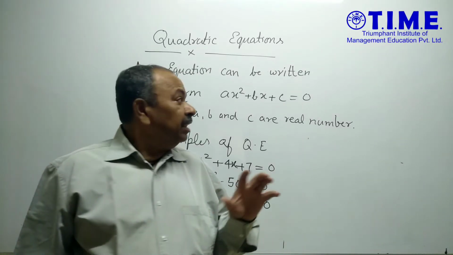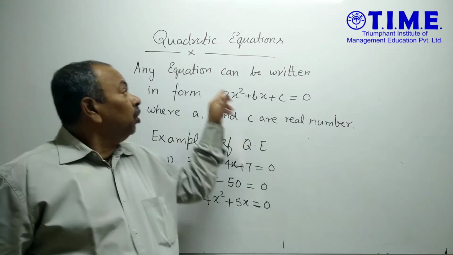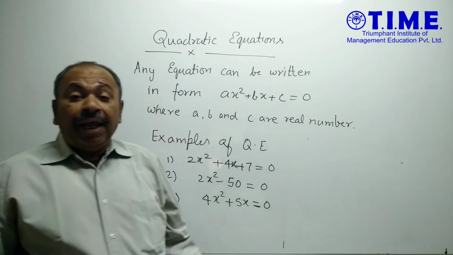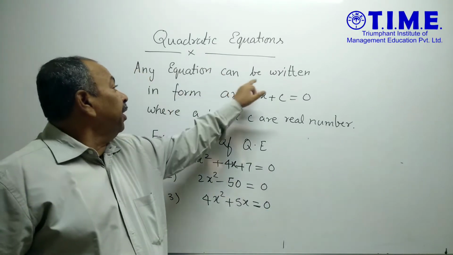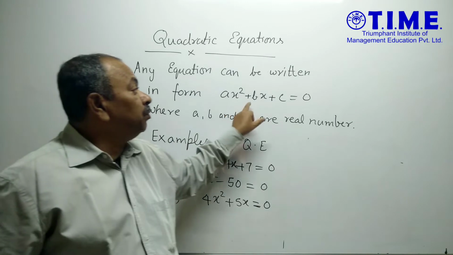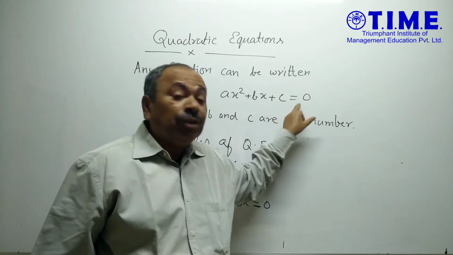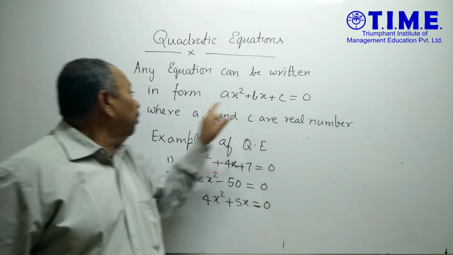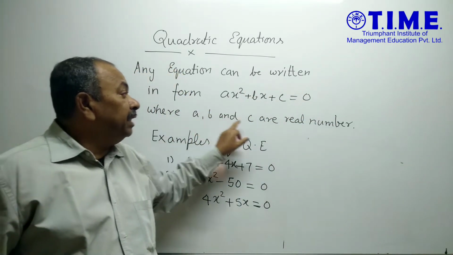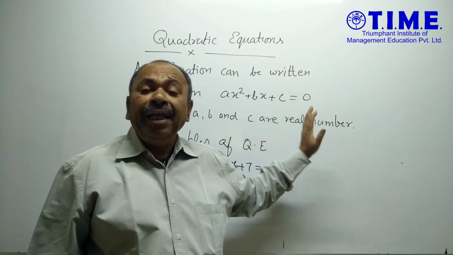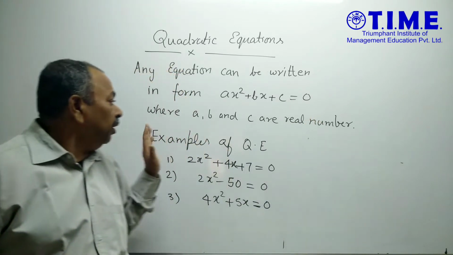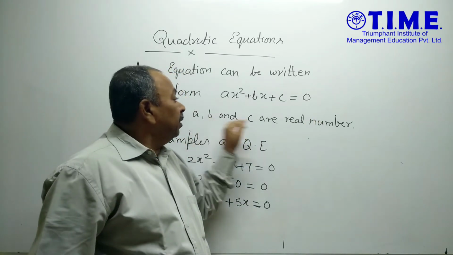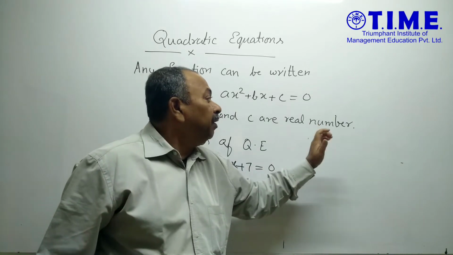Hello friends, I will discuss the important topic quadratic equation. Any equation that can be written in the form ax square plus bx plus c is equal to 0 we say is a quadratic equation, where a, b and c are real numbers. Any real number is possible, and we know that the real numbers are an infinite set.